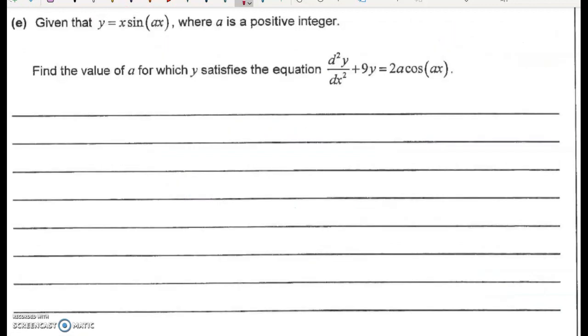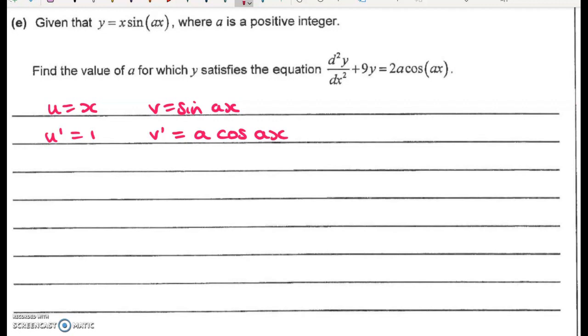All right, the final part of question 1 is our excellence part. We want to find the value of a which satisfies this equation. So first of all, we need to work out what the value of d2y dx squared would be, which means we have to differentiate y twice. So dy by dx, we have a product rule here. So in fact, I'm going to write out the whole thing just to be sure. So u is x, v is sine ax. u dash is 1, v dash is a cos ax, because a is just a number.